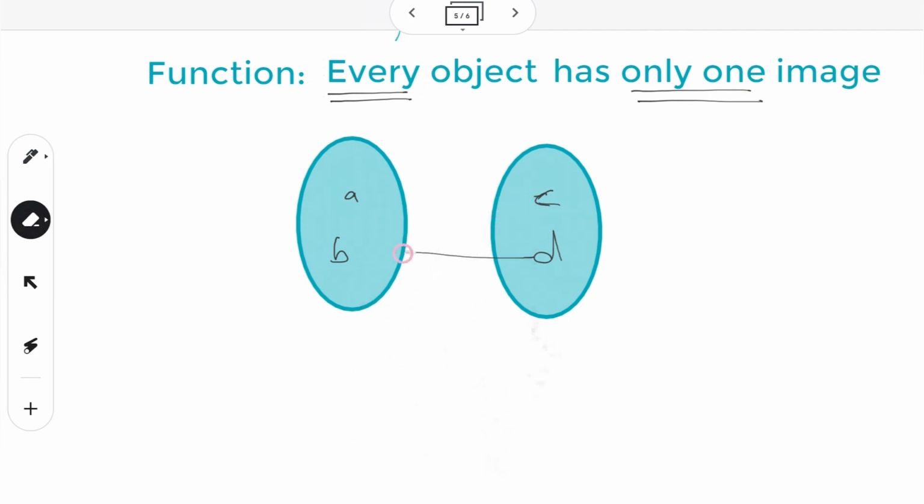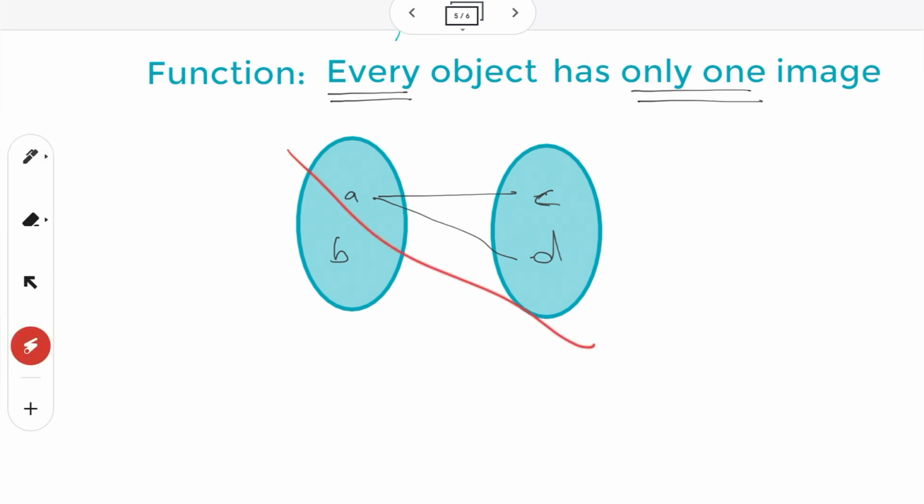How about another example? Let's just say we draw A to C and A to D. This is also not a function. So let me just erase B first. Let's assume there is no B. Here, this is not a function as well because this object has more than one image. It has 2 images. And from our definition, every object can only have one image. Therefore, this is not a function.